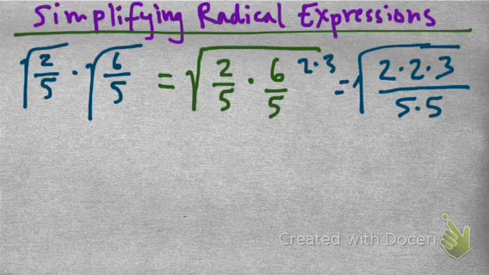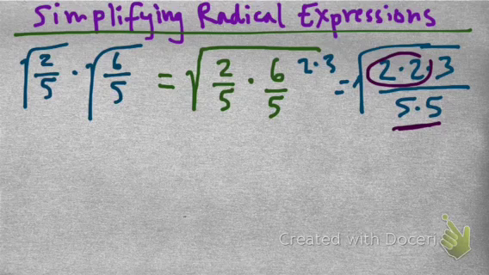And again, I'm not multiplying things together, I'm not combining them, I'm just writing them next to each other because I'm hoping that I have some pairs that I can pull out of the radical. And looking at what I've got here, I can see that I do have some pairs. I've got 2 2's and 2 5's.